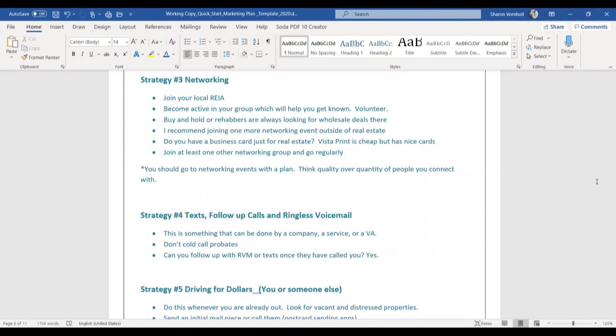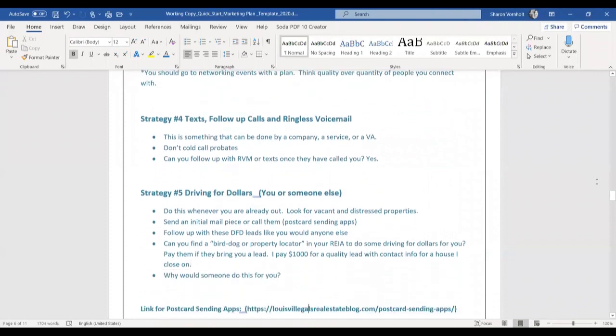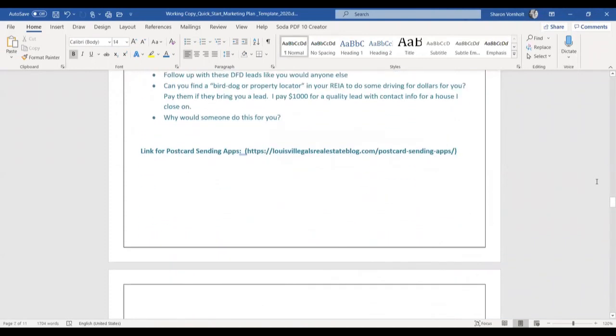So look into that, make sure you can use it in your area. But this is very often the most effective when it's added on to or aligned with your direct mail campaigns. So that is strategy number 4. So we've covered direct mail, we've covered websites, networking, text, follow-up calls, and ringless voicemail. And I did want to touch on driving for dollars, because I know people that have done this very successfully.